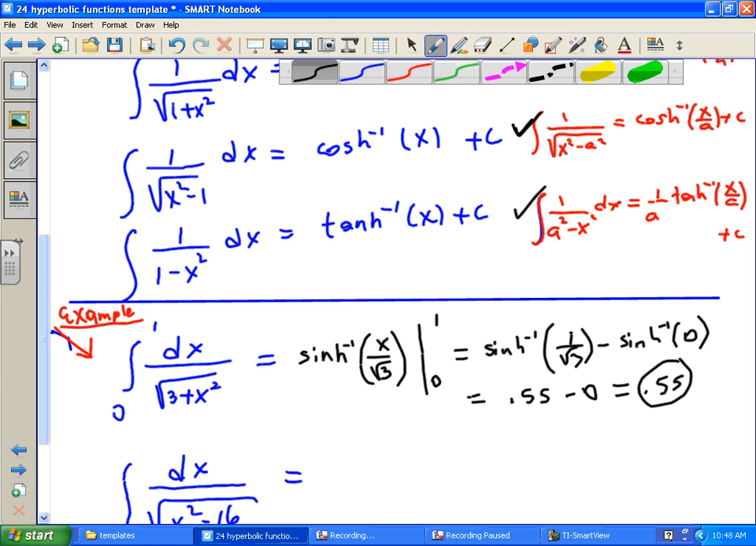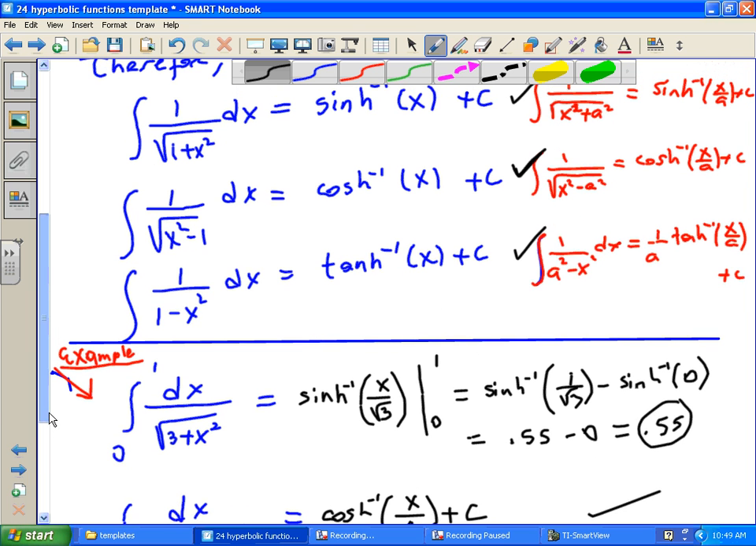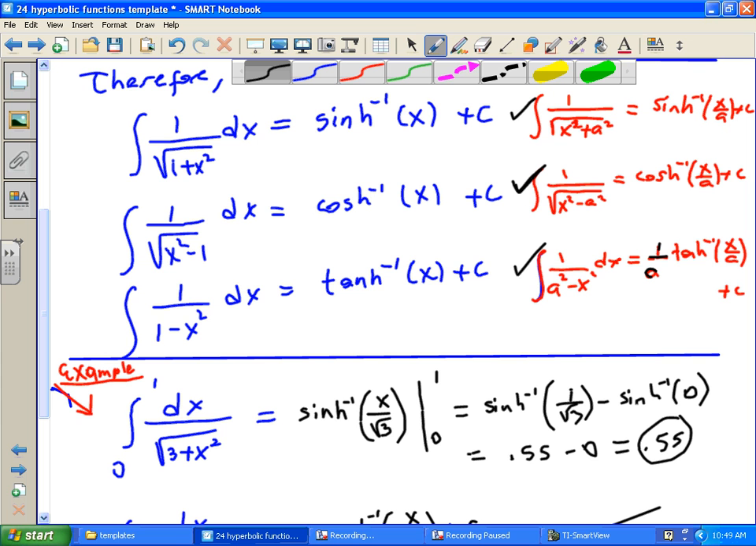Right, number 2. This one, cosine hyperbolic inverse function, and you want x over a. In this case, it's going to be x over 4 plus c. We're done. Only the tangent has the 1 over a in front. If you look at the formulas, right, only the tangent one has a 1 over a, similar to the regular trig functions, right? Yeah, sine has a plus, cosine has a minus, but they're both positive in their final answer. Only tangent has the 1 over a.